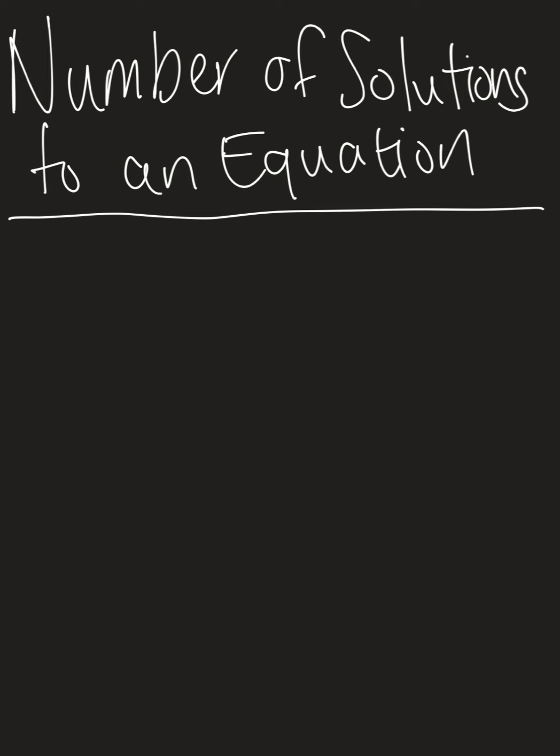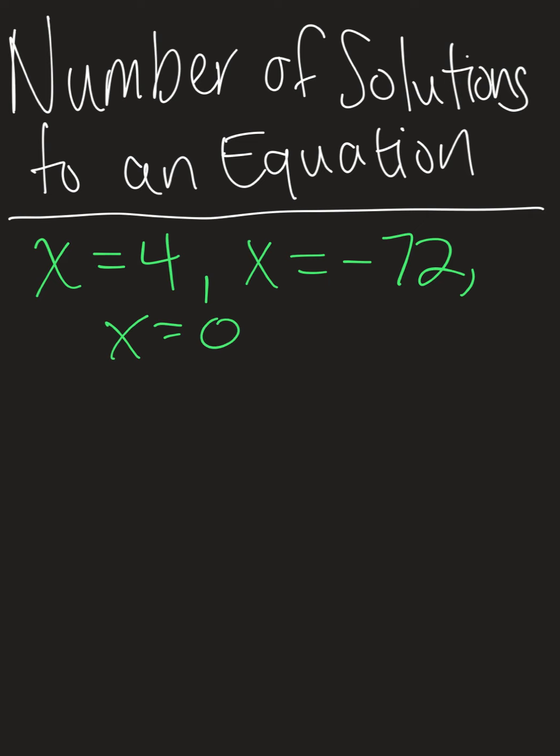In this video, we are talking about the number of solutions to an equation. So, in a typical equation, when you solve, you end up with an answer or a solution, such as x equals 4 or x equals negative 72. Anytime you have an answer, even x equals 0, you have exactly one solution. Okay? Because that solution is whatever that answer is that we come up with.